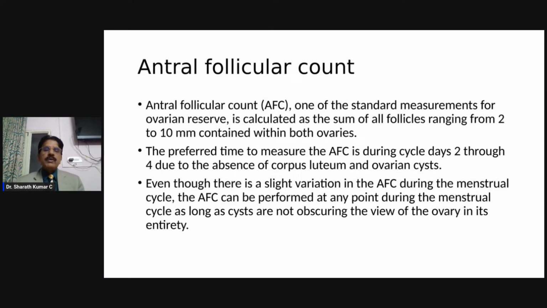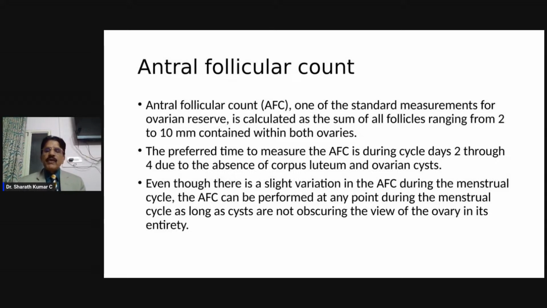Antral follicular count, one of the standard measurements for ovarian reserve, is calculated as a sum of all the follicles ranging from 2 to 10 mm contained in both the ovaries. The preferred time to measure the AFC is during day 2 to day 4 of the menstrual cycle. The absence of corpus luteum and ovarian cyst should be confirmed.